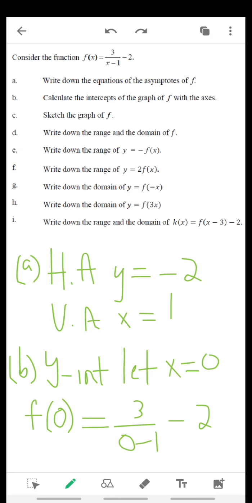Now let us go to G. Write down the domain of y equals f of minus x. Remember, where does the minus x come from? It means there was a reflection along the y-axis. Hence, there is a change in the x values. So I'm going to multiply all the x values of f by a negative and then write down the domain. Since the original vertical asymptote was x equals 1, then after the reflection along the y-axis, the x value of the vertical asymptote will also change from x equals 1 to x equals minus 1.